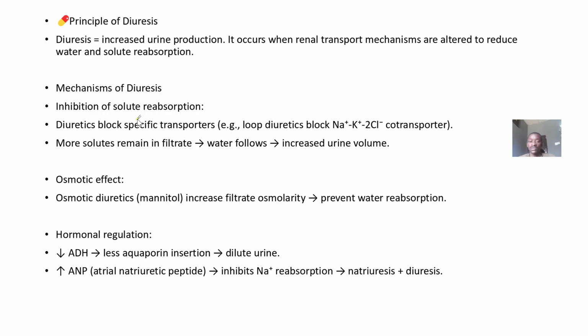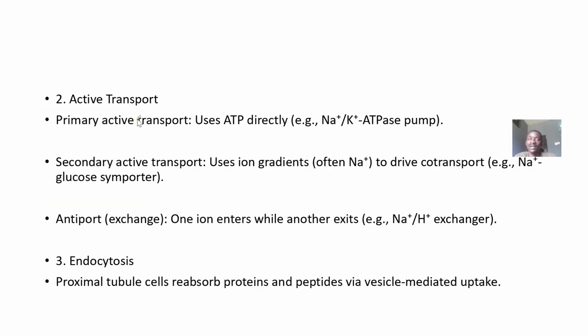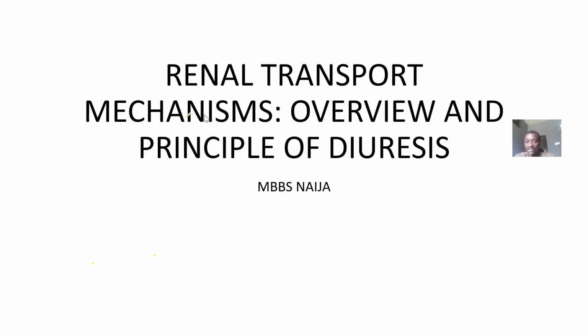All right. The osmotic effect. This one you are trying to prevent water reabsorption too. Okay. Then hormonal regulation. This one you are attacking the antidiuretic hormone, which is a hormone that should have stopped urine production. So if you attack the hormone, urine production is more. Okay, so all of these we are studying because it forms a basis to all the diuretic drugs that we'll be discussing in pharmacology.